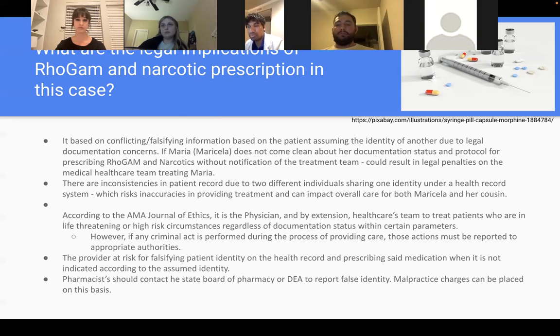Maricela herself clarified altogether. In this case, also, it is the duty and responsibility of the pharmacist to contact the Board of Pharmacy or the DEA to report false identity if that identification is made known, and otherwise malpractice charges both on a state and federal level could be made on this basis if that is not reported in and of itself.